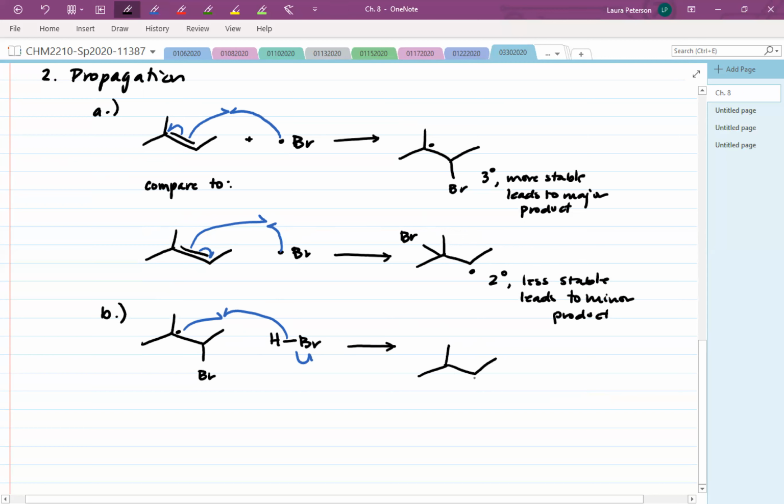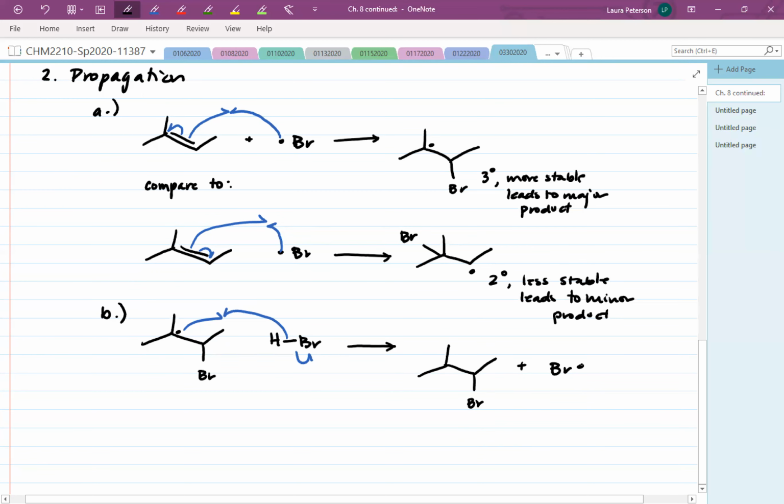And now we'll generate our product. Okay, so we have our secondary halide. Oops, my pen stopped working. All right, there we go. And we regenerated our bromine radical. Okay, so there's our overall product, and we've regenerated our propagating radical.